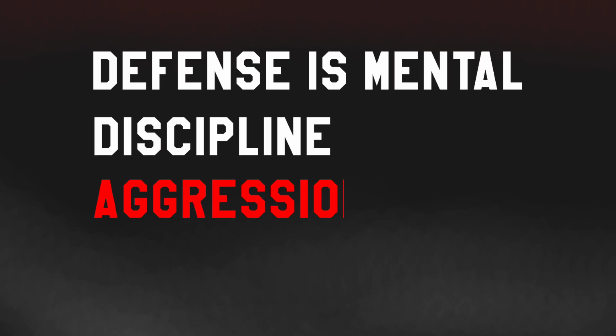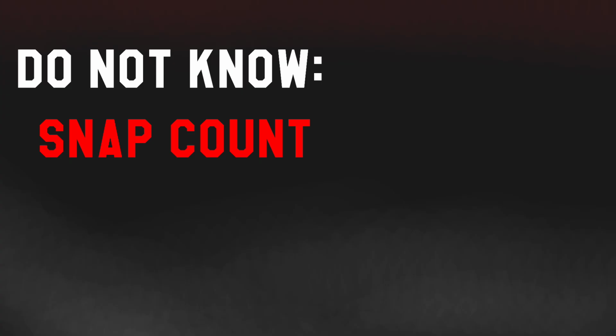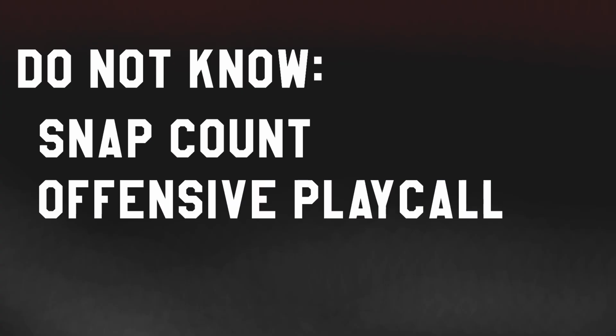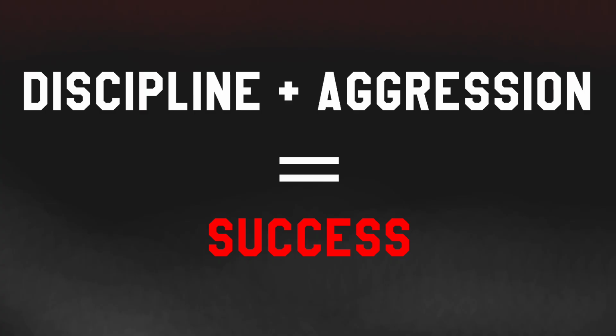However, above the physical requirement is the mental requirement. Defense is as mental as it is physical, requiring discipline as well as aggression. Defense always starts at a disadvantage, as they do not know what the snap count is and what the play is. That is why it's important for players to maintain discipline, but they must also allow themselves to be off the leash and play with total aggression. Discipline and aggression equals success on defense.